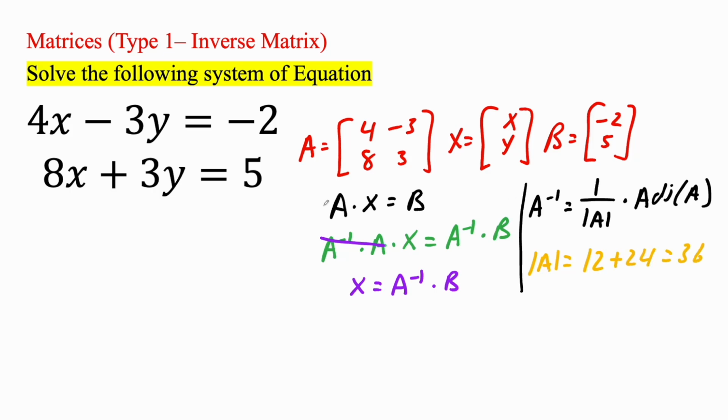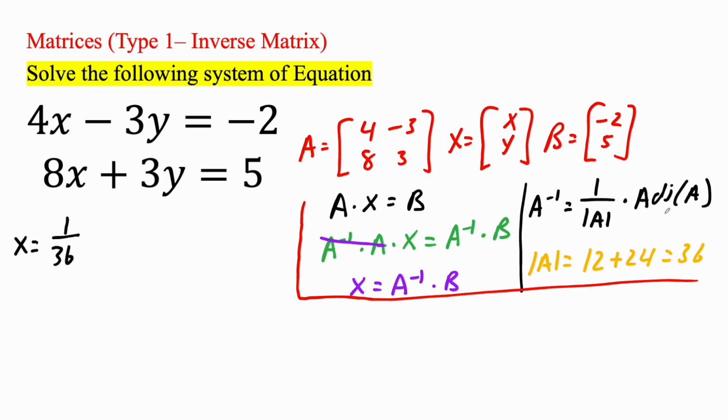Now the adjugate part, that's not that much. So I'm just going to go off to the side and do that part. So what we want to get is this piece here. So x is equal to the inverse matrix. We got part of it. 1 divided by the determinant, which we know is 36. So 1 divided by 36 times the adjugate of A.